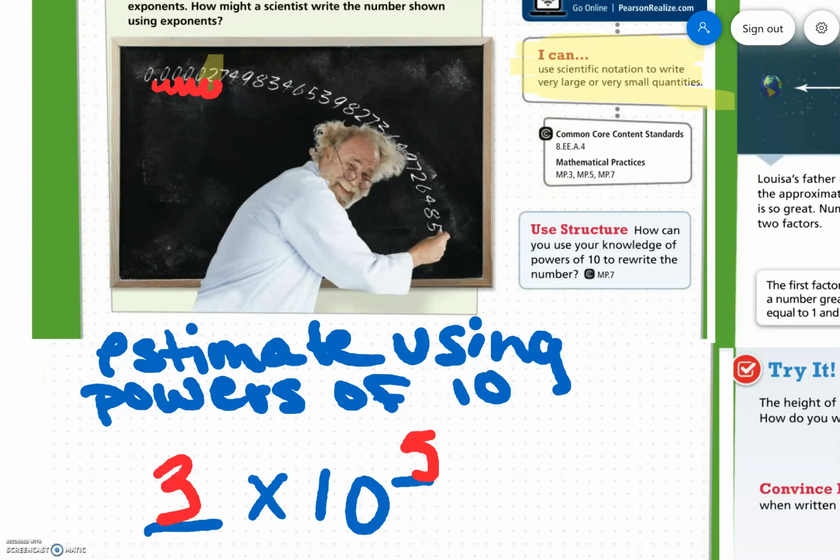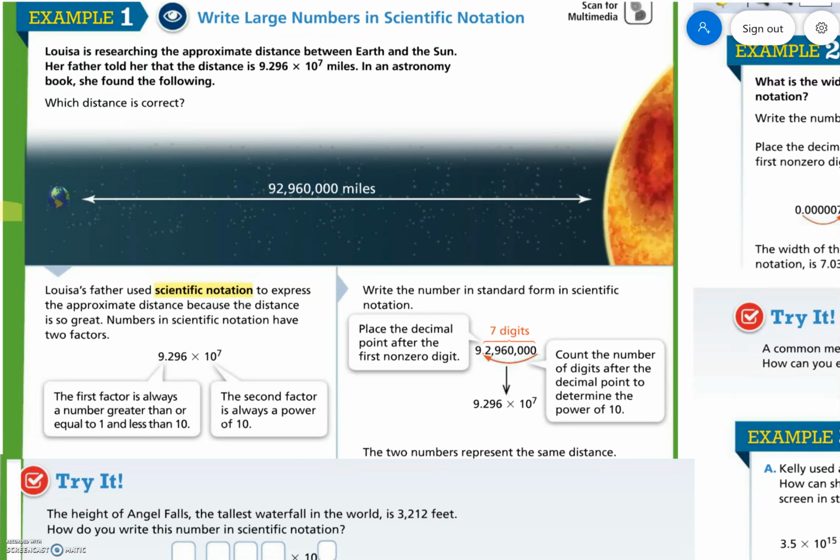On the next page, example 1. Write large numbers in scientific notation. Louisa is researching the approximate distance between Earth and the Sun. Her father told her that the distance is 9.296 times 10 to the 7. In astronomy books, she found the following: 92,960,000 miles. Louisa's father used scientific notation to express the approximate distance because the distance is so great.